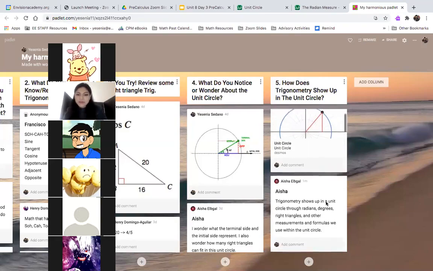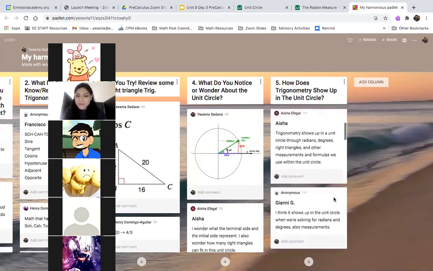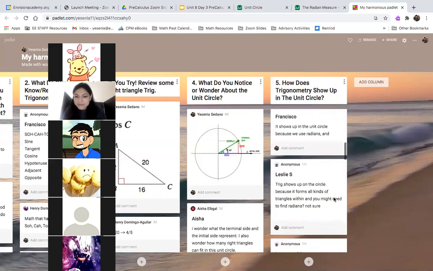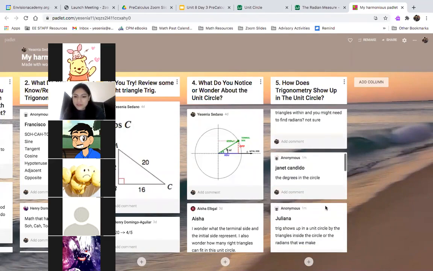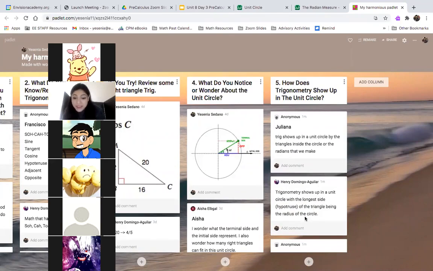Using that tool, a lot of you are mentioning that there's degrees, radians, and right triangles that are coming up. And to remind you, trigonometry is the study of triangles and how triangles show up basically everywhere. And there's measurements of the angles, radians. There are all forms of triangles within the unit circle, I'm noticing. We have the degrees that are showing up. I like this one here. Look at this.